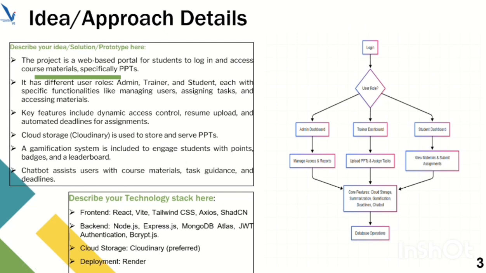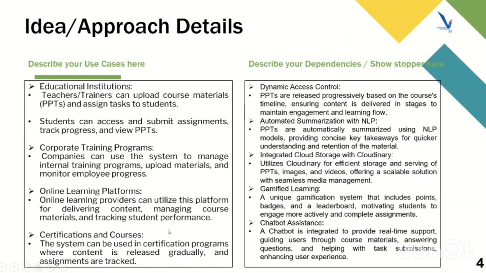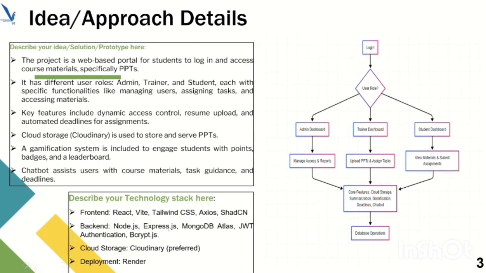So this is our tech stack. For the front end, we are using React.js, Vite, Tailwind CSS, Axios, and ShadCN. For the backend, we are using Node.js, Express.js, MongoDB, and JWT. And cloud storage is there. If deployment is necessary, we will deploy it on Render.